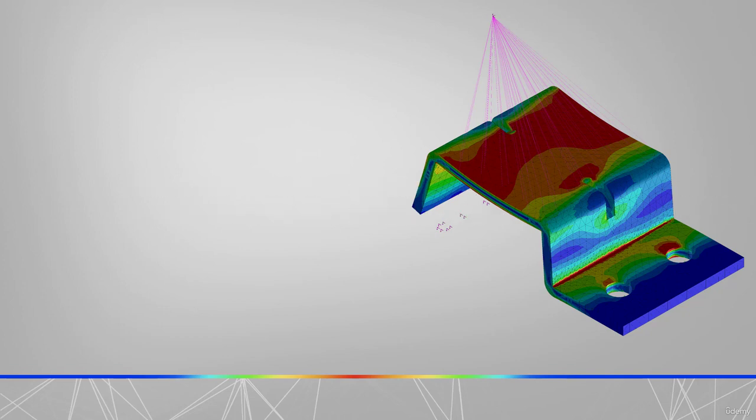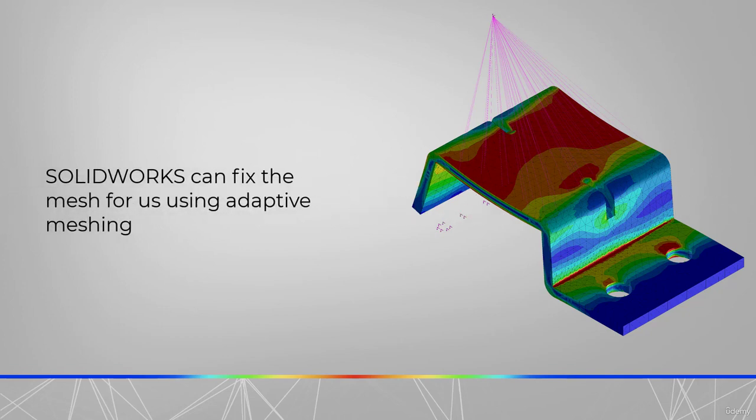Another alternative way is to ask the software to fix the mesh for us. This is what we mean by adaptive mesh. There are two types of adaptive meshing that SOLIDWORKS can do for us. Those are the H adaptive mesh and the P adaptive mesh. This video will focus on the H adaptive meshing, which is more commonly used for starters.